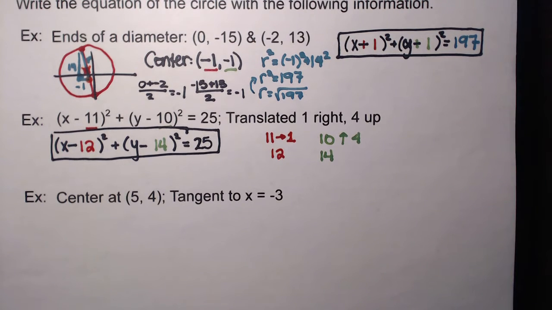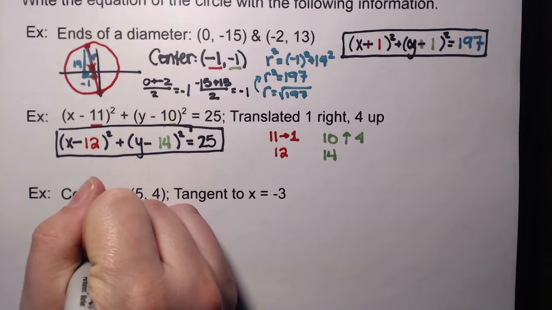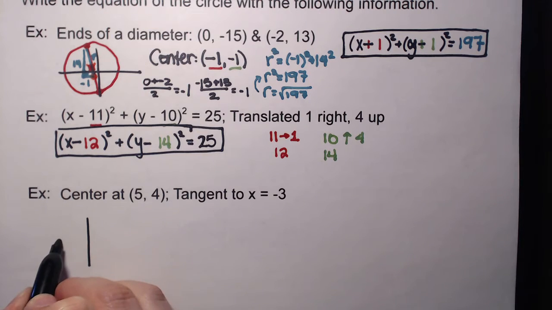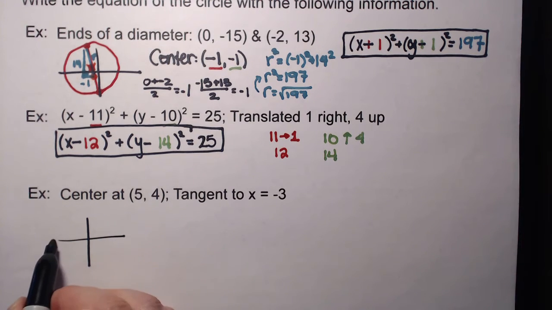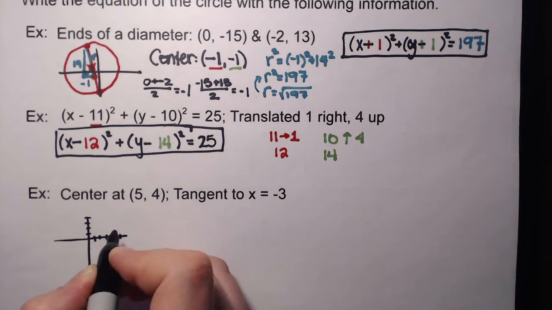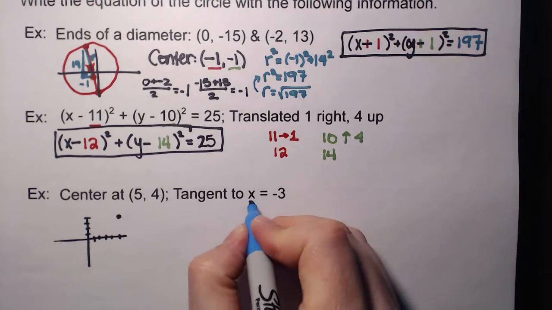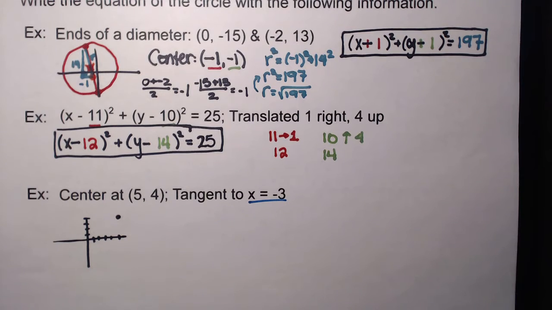Okay, now I'm telling you a center, and then I'm telling you a line that it's tangent to. So you also have to remember what tangent means in terms of circles. So I'm going to kind of sketch this out. So if I have the center at 5, 4, so 1, 2, 3, 4, 5, 1, 2, 3, 4. So I have the center of the circle here. Okay, I don't know what the radius is, but I do know that it's tangent to x is -3. So I need a -3 here. 1, 2, 3.